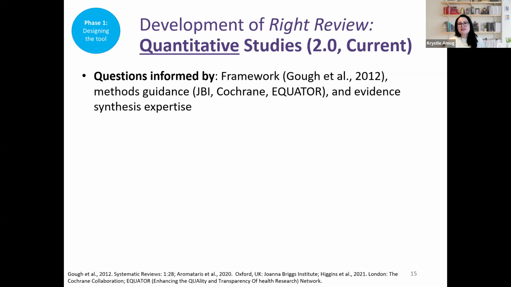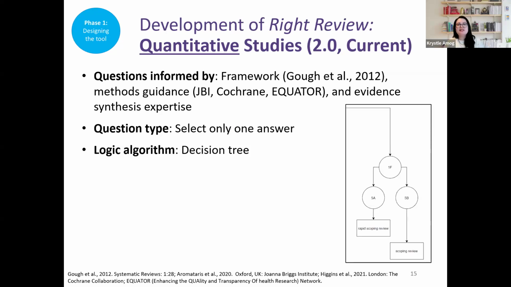And so this really provides a description of how reviews may differ and why across these three dimensions. The questions were also informed by methods guidance, so the Joanna Briggs Institute, Equator Network, and Cochrane Handbook for Systematic Reviews, also evidence synthesis expertise among our team members. The question type is multiple choice with users selecting only one answer. And the logic of the tool was designed using a decision tree. So this is really how the back end of the tool works.